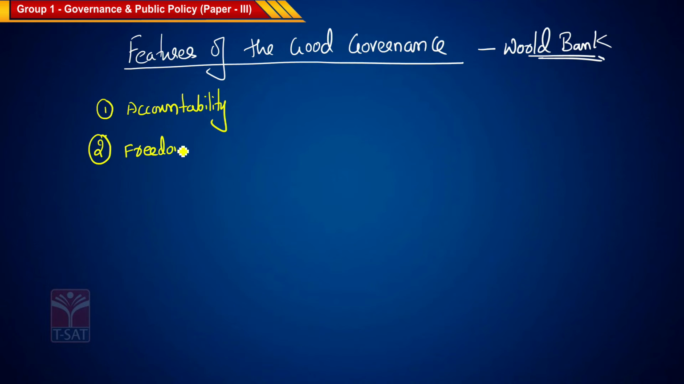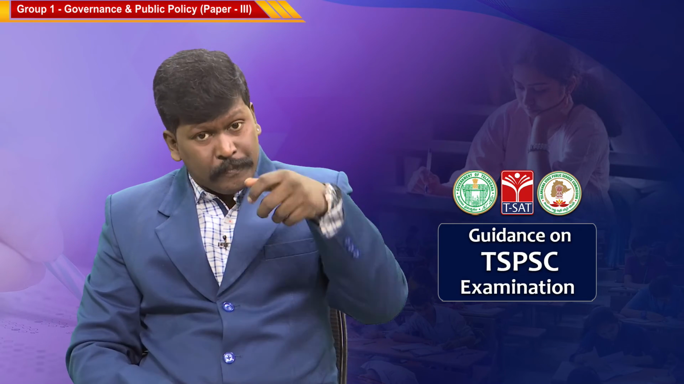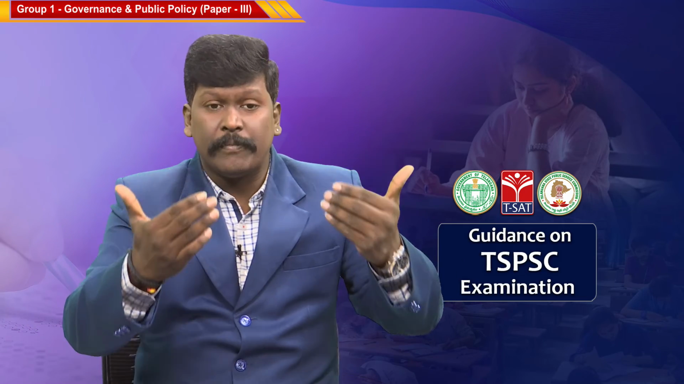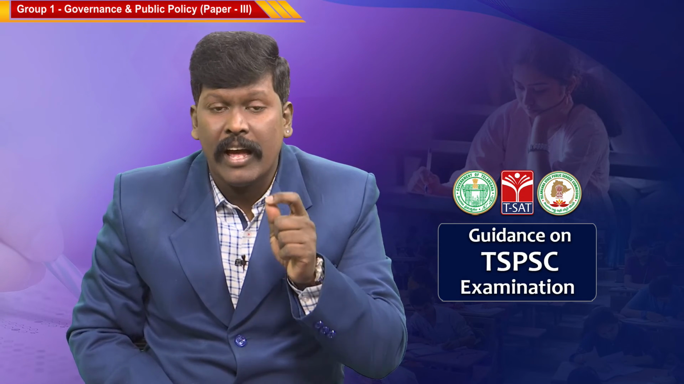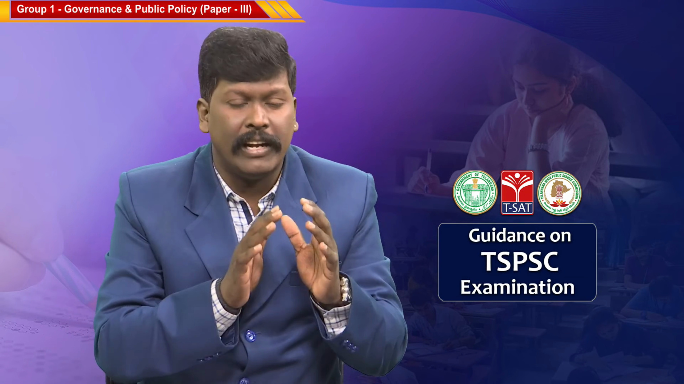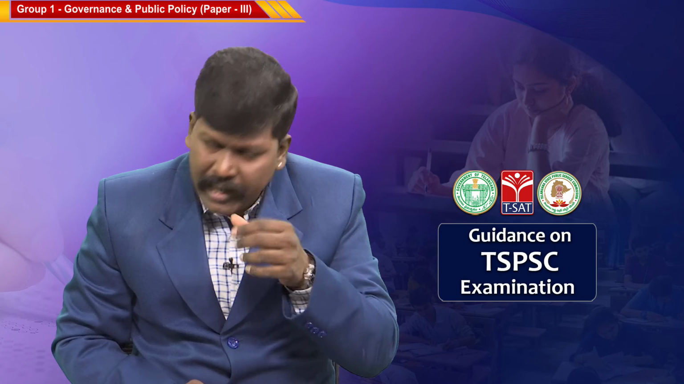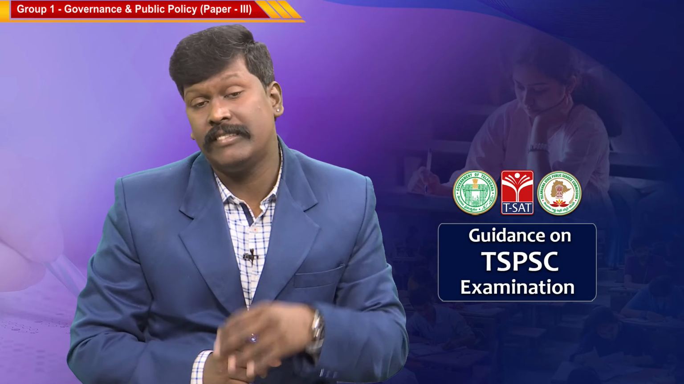Look at the second feature. The second feature is freedom of association and participation, which is very, very directly linked to democracy. As part of democracy, there is freedom of association. Citizen participation is important, and it is also stressed by the Administrative Reforms Commission of India. Article 19 of the Indian Constitution guarantees you the freedom to associate or participate. This is your second feature.